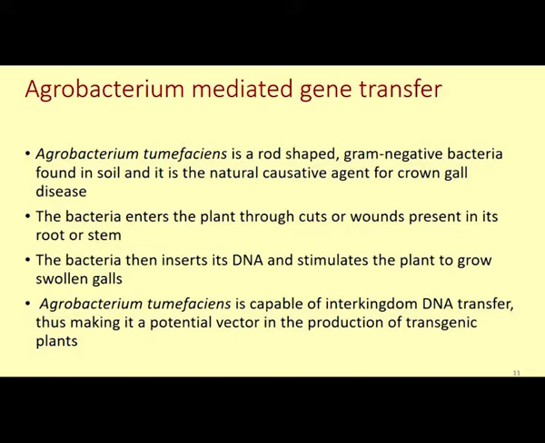See, normally agrobacterium is present in the rhizosphere. If there is a wound in the root system or in the stem which just borders the root system, the agrobacterium would move towards the wound site from the root, and it is capable of transferring its DNA into the plant system. So this is the first example of inter-kingdom transfer, as a result of which the plant will form small tumors or crown galls at the site where the wounding has happened.